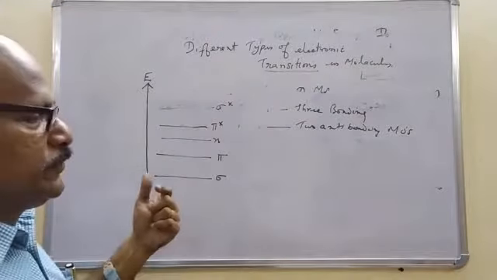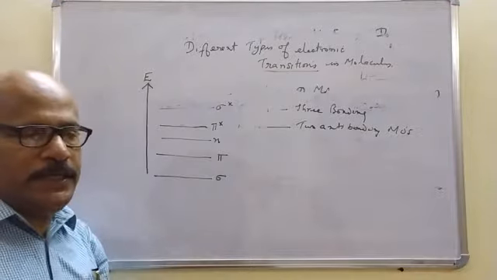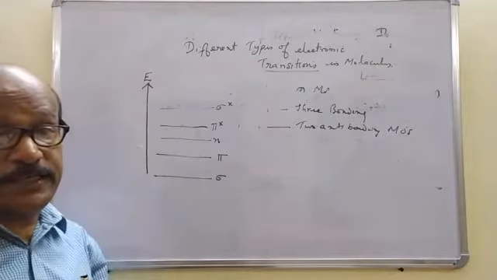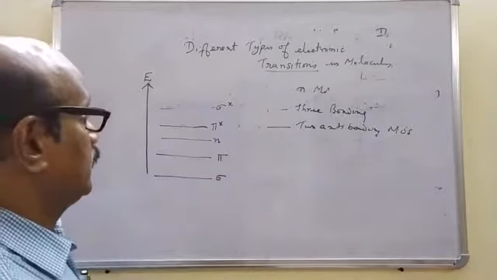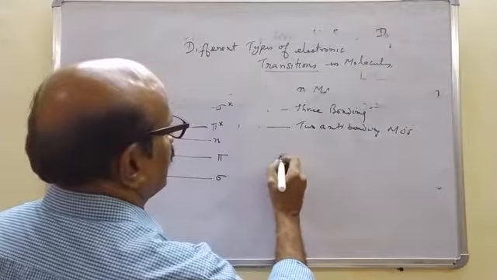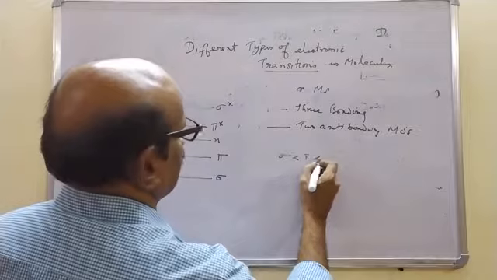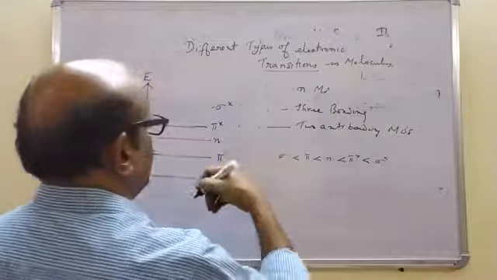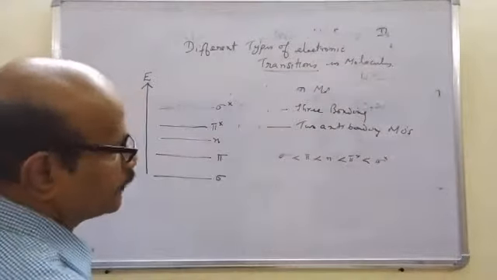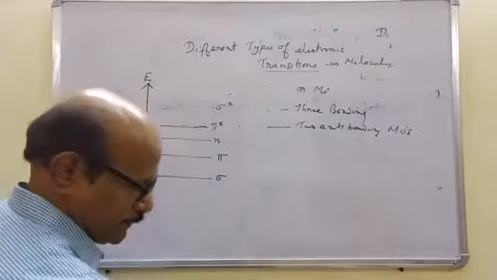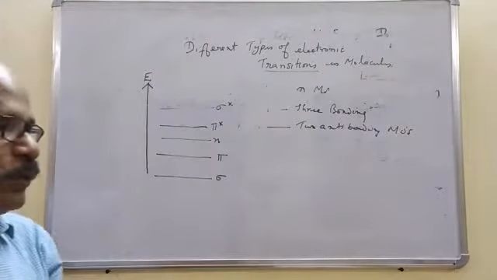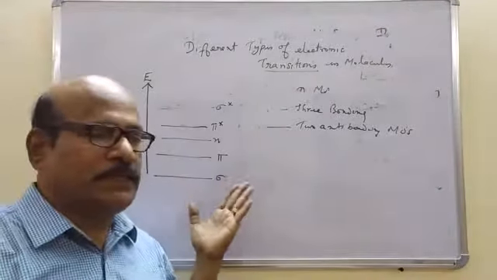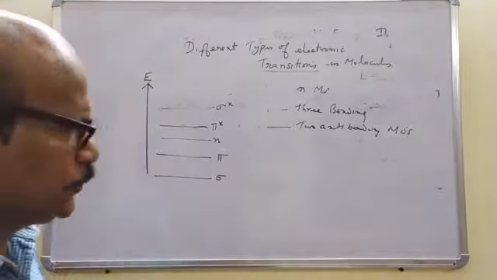Electrons occupy the molecular orbitals in the increasing order of their energy. Sigma is lower in energy than pi, pi is lower than n, n is lower than pi star, and pi star is lower than sigma star. So the electrons are paired in the molecular orbitals in the ground level.